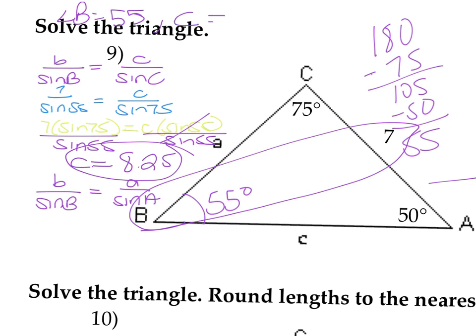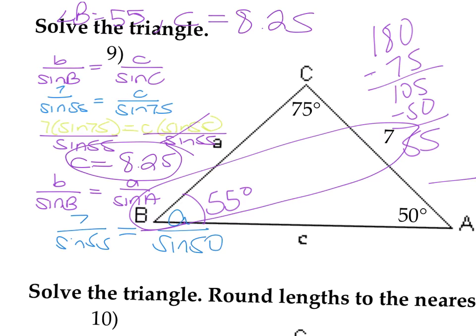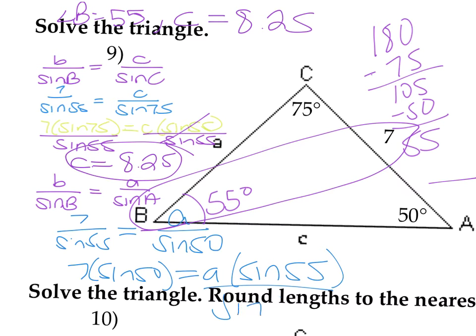So now I've got angle B and I've got side c. And then I'm going to work to find side a. So b, again, is 7 over the sine of 55 would equal a, which is what I don't know, over the sine of 50 degrees. Cross multiply and divide. So 7 times the sine of 50 degrees divided by the sine of 55 degrees gives me a, which is 6.55.